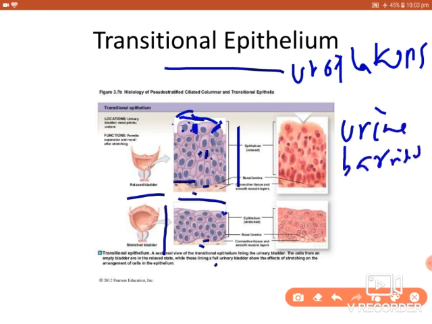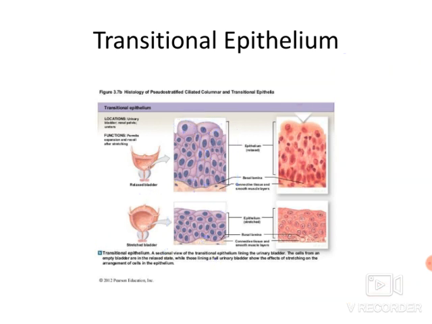This protects the inner cells from the toxic effects of urine. So in the superficial cells there are glycoproteins called uroplakins. These uroplakins form the urothelial plaque over the surface of the cells, which acts as a urine barrier. So that is about the transitional epithelium.